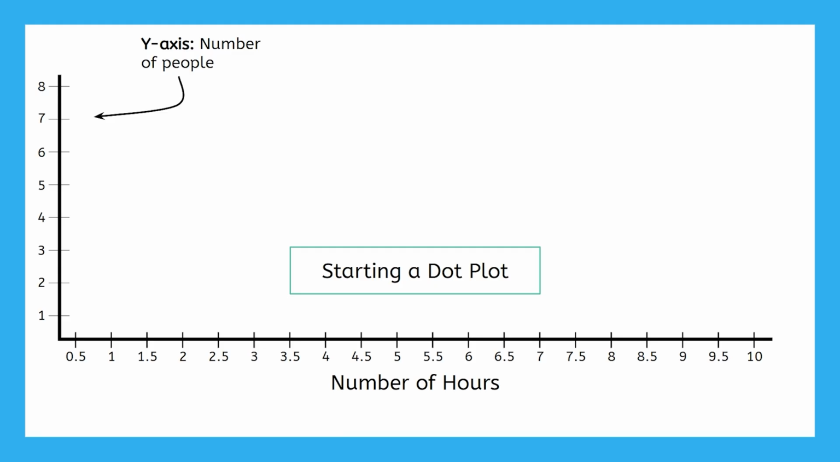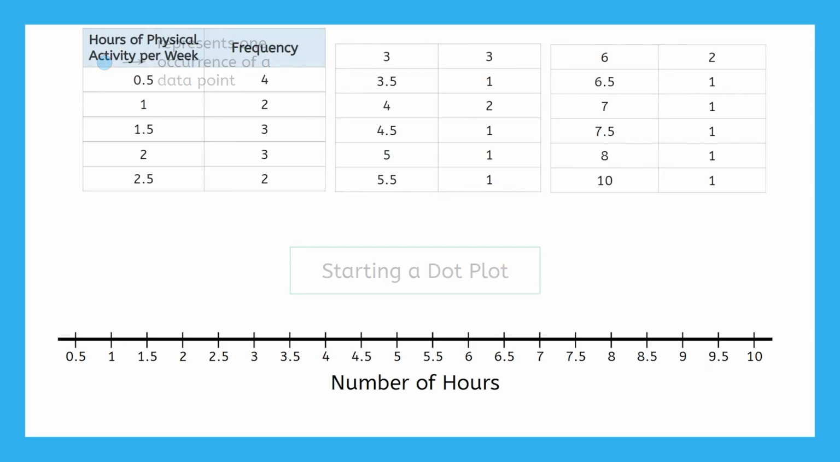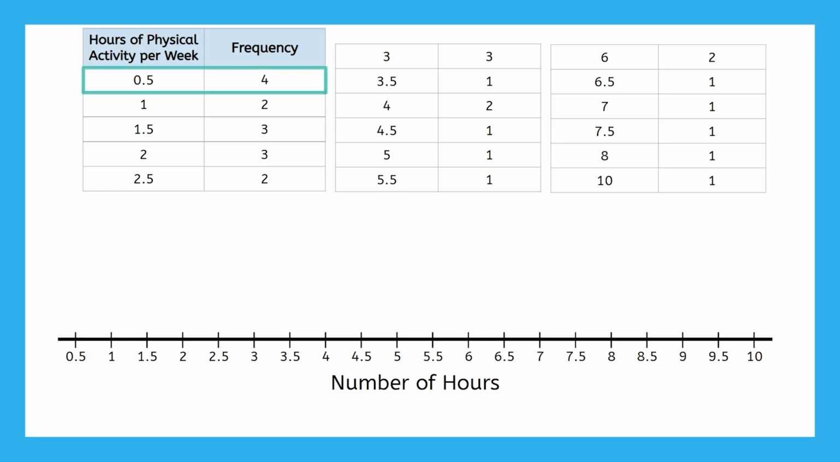We'll use dots to represent our data. Each dot represents one occurrence of a data point within a category. In our scenario, each dot also represents each of the 30 people we surveyed. Let's start with 0.5 hours. How many dots should we put above 0.5?